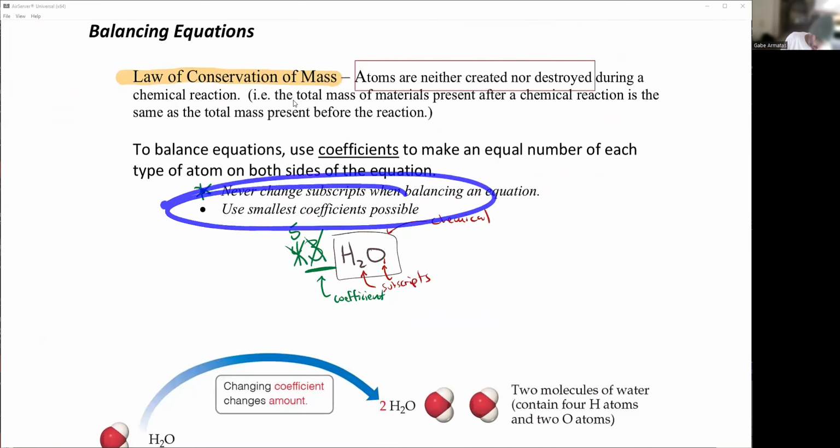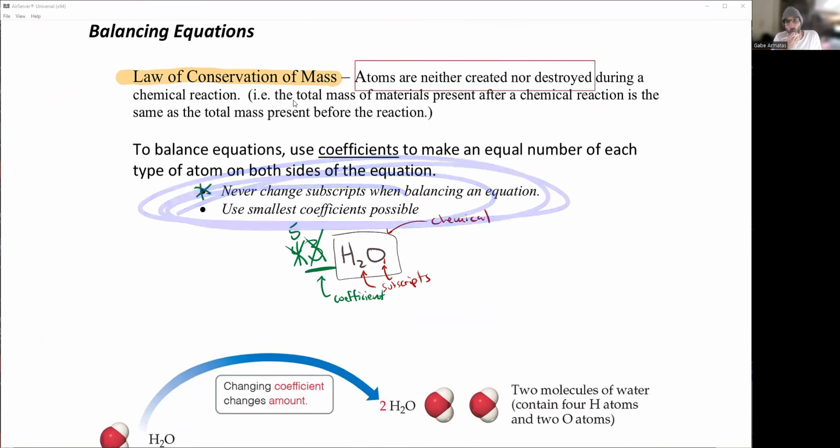Oh, and then finally, the last little bit here. Use the smallest coefficient possible. We're always going to minimize the coefficient. So if I can divide everything by 5, we're going to divide everything by 5. So you'll see us do that a couple of times. We just always want to use the smallest coefficient. I can't balance it out with 100 of everything. We're just going to try to make that number as small as possible.